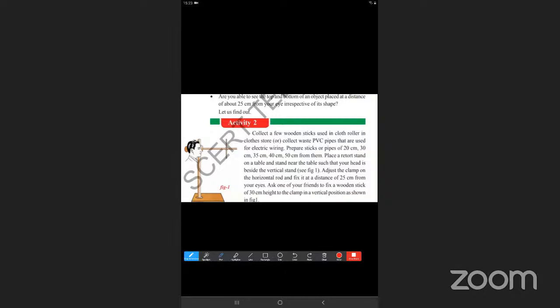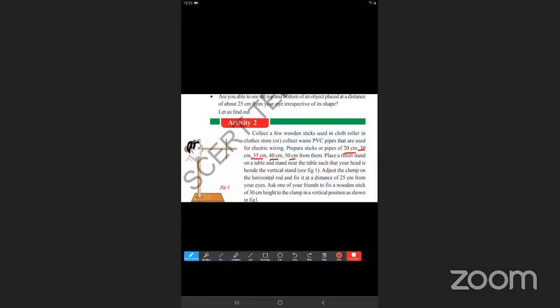Activity 2. Collect a few wooden sticks used in a cloth roller in a cloth store, or collect waste PVC pipes that are used for electric wiring. It is better to collect a few wooden sticks which are 20 centimeters long, 30 centimeters long, 35, 40 and 50 centimeters long.